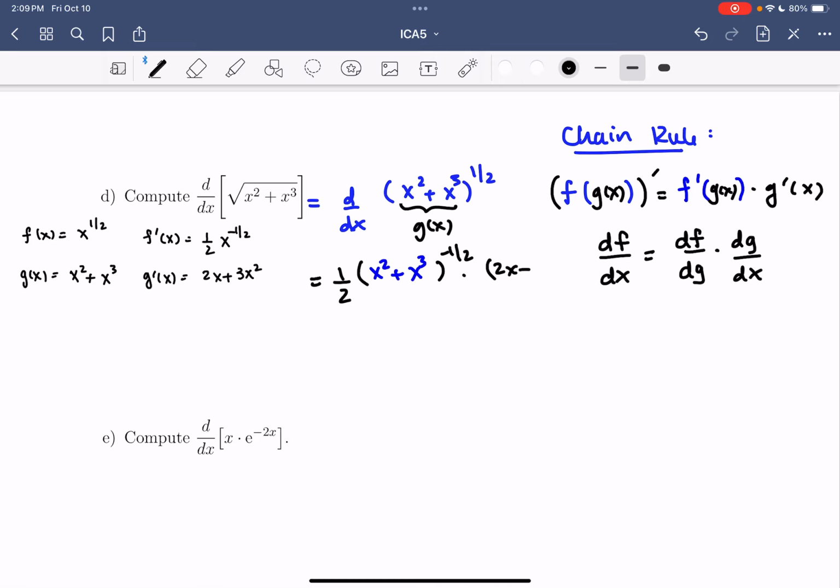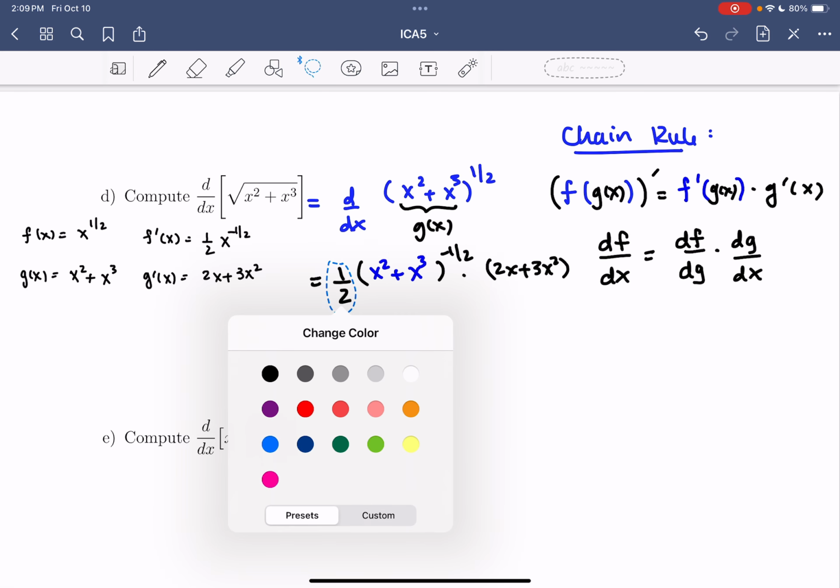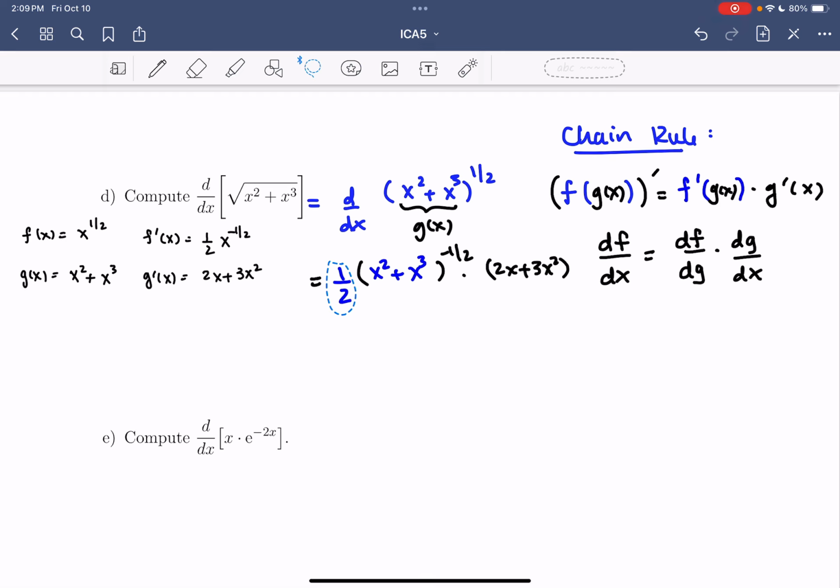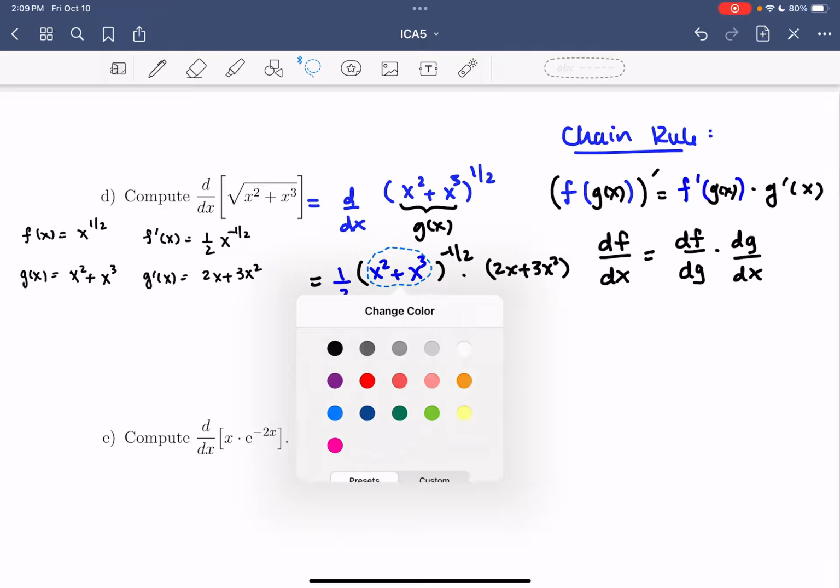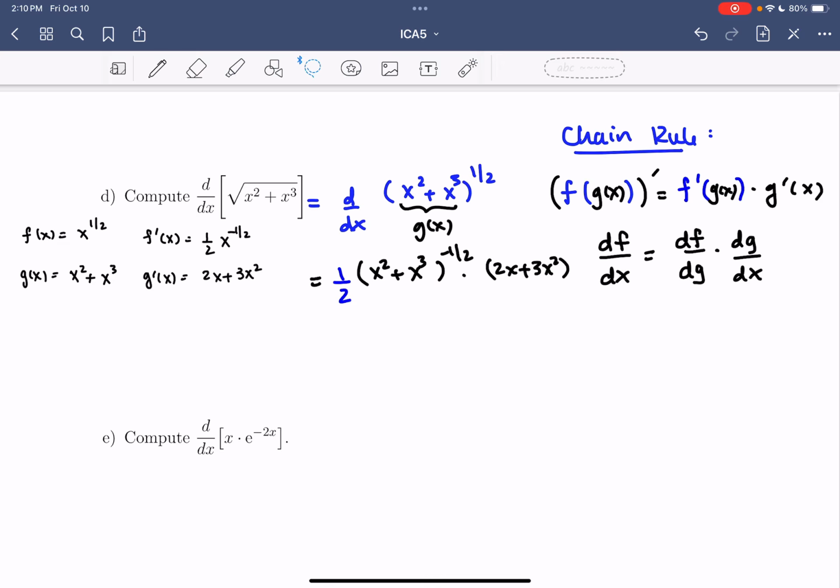So 2x plus 3x squared. See how I am very careful with my parentheses, okay? Hold on, I feel like I don't like the colors here. So this should be blue. This should be blue. And this should be black. Yes. This should be black. And then this should be blue. And now everything will make sense now that I have the correct colors.